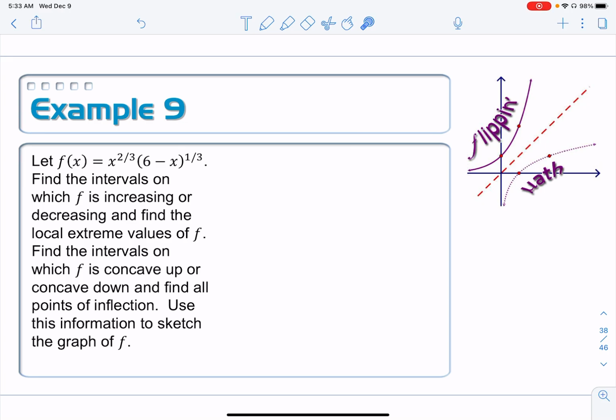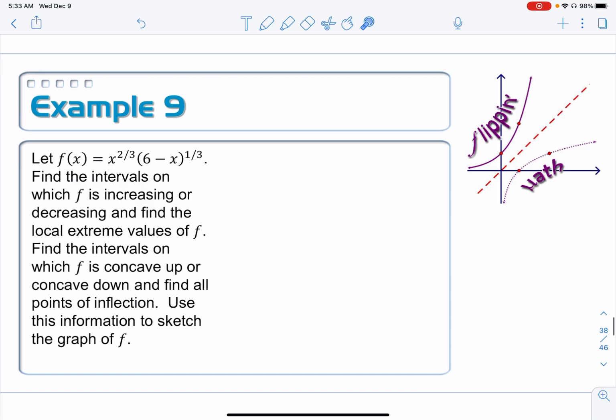Find the local extrema values of f. Find the intervals on which f is concave up or concave down. And find all the points of inflection. And then put all of this together to sketch the graph. All right, are you ready? It should be a lot of fun.